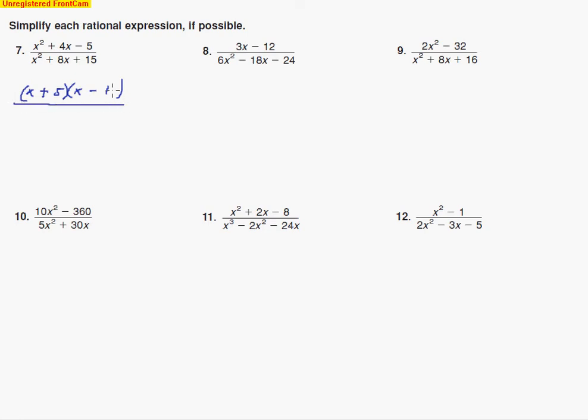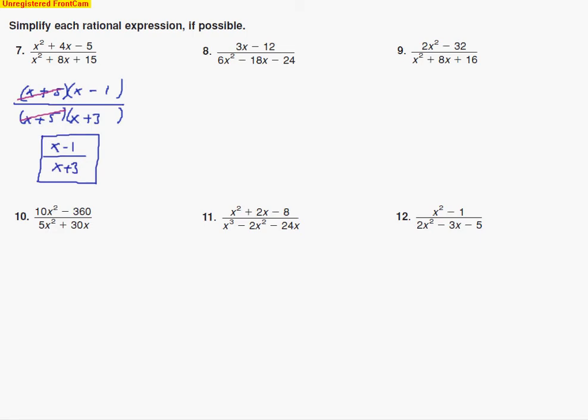Now, down below, I look for numbers that multiply to make 15. They have to add to make the 8. So it's got to be x plus 5 and x plus 3. So the whole idea here is to get the factors so that you can reduce. You see the x plus 5s will now cancel because they're factors. They're being multiplied. They're the same numbers on top and bottom, so when you cancel them, they make 1. So our answer is now x minus 1 over x plus 3. So again, the idea, you've got to factor and then try to reduce.